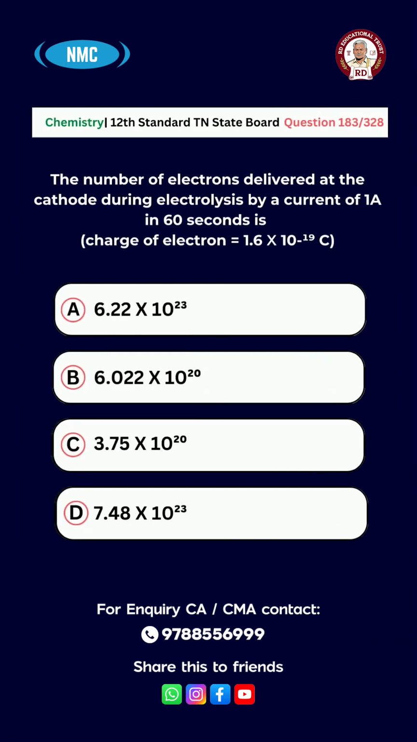Question number 183. The number of electrons delivered at a cathode during electrolysis by a current of 1 ampere in 60 seconds is, charge of electron equal to 1.6 × 10^-19 C: option B, 6.022 × 10^20; option C, 3.75 × 10^20; option D, 7.48 × 10^23. The correct option is option C, 3.75 × 10^20.